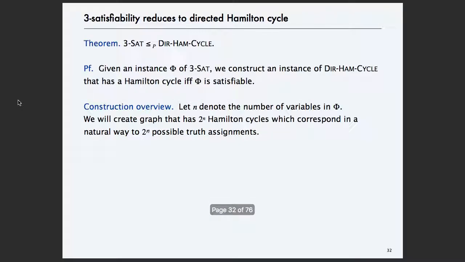Now, let's destroy our collective sanity. Let's show that 3 SAT reduces to directed Hamiltonian cycle. So, given an instance of 3 SAT, we will construct an instance of directed Hamiltonian cycle that has a Hamiltonian cycle if and only if that instance is satisfiable.